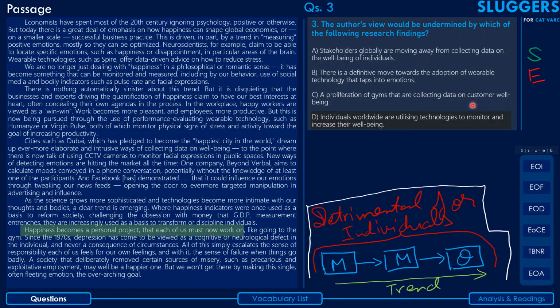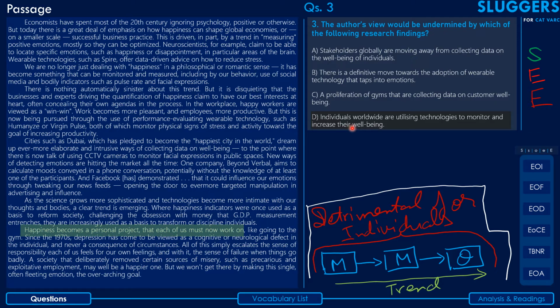Even after doing that, it won't really undermine the author's point of view, because just because gyms are collecting data on customer well-being does not mean that what the author has said, that there is a trend towards measuring, monitoring, and optimization of resources at the workplace, is not true. The gyms collecting data does not make the author's argument untrue, so at max this is a tangent point. It will definitely not undermine the author's position. So we can eliminate this as well. Let's come to the last option.